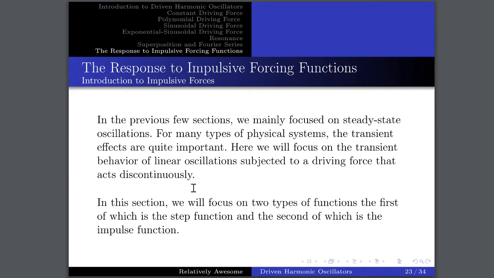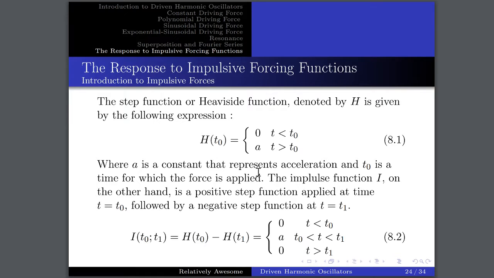In this section, we will focus on the two types of functions, the first of which is the step function, and the second of which is an impulse function. The step function, or Heaviside function, denoted by h, is given by the following expression. This is known as a piecewise function, where h of t is equal to 0 at t less than t naught, and a at t greater than t naught, where a is a constant that represents the acceleration, and t naught is a time for which the force is applied.